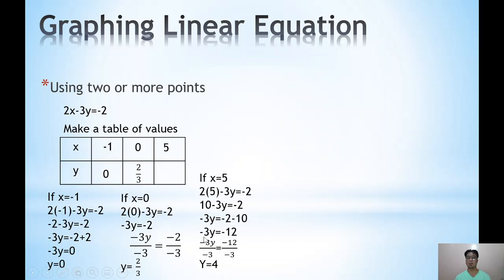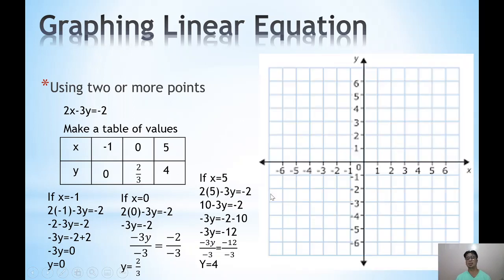Kailangan natin yung y, we divide both sides by negative 3 para mawala yung negative 3. So, naging y na lang siya. Then, negative 12 divided by negative 3. Ang sagot, 4. Positive. Ito po. If we will be graphing it out, ito yung una. Negative 1 at 0. Ito yung pangalawa.